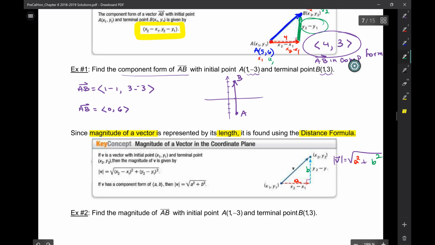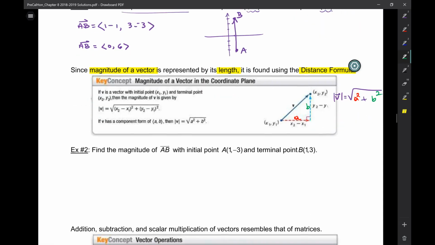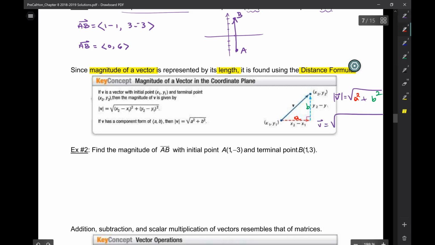Now, if this horizontal line has the name A, how did we find that horizontal line? We did x2 minus x1. So I could also find the distance by doing, instead of A, x2 minus x1 squared, plus y2 minus y1 squared, under the square root. So there it is.